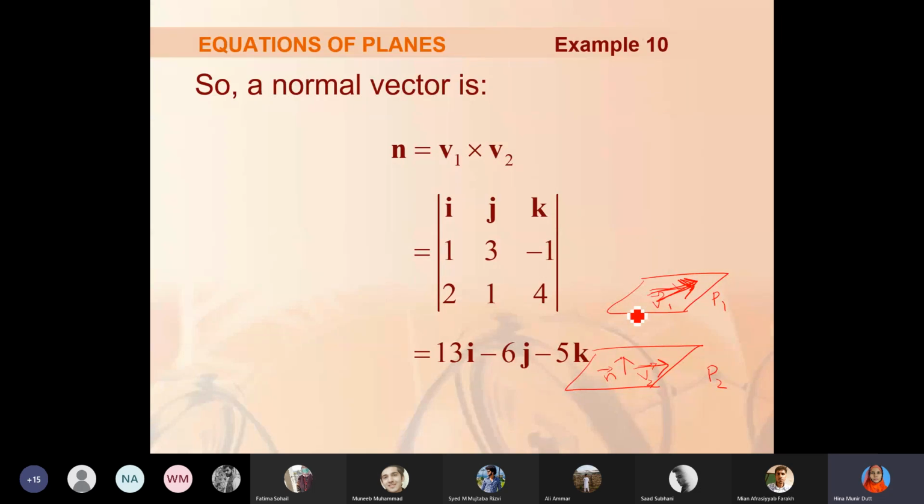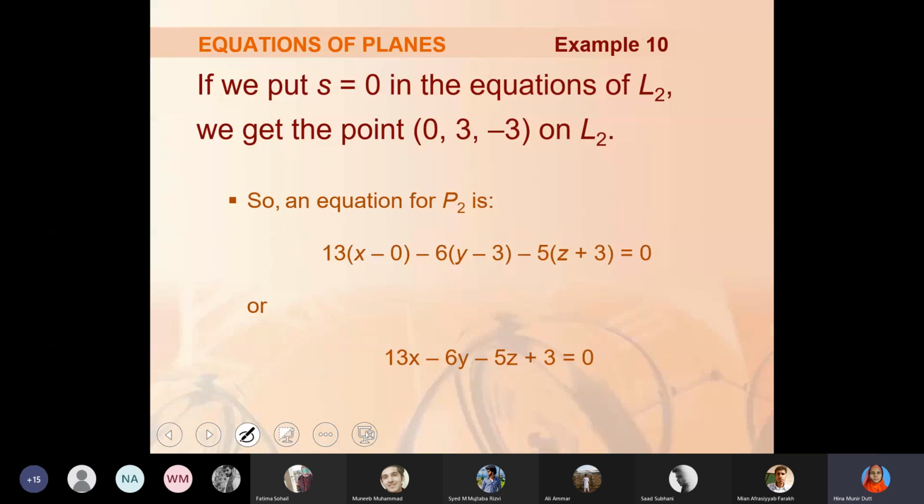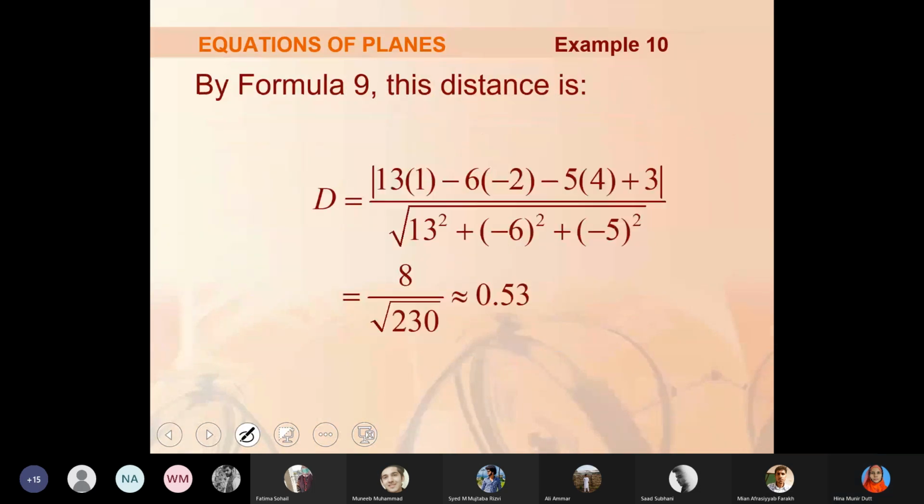Because the line L1 is lying on the plane P1 and the line L2 is lying on the plane P2. Okay, and then this is my point on the plane, the other plane, and find the equation of the plane, and use the distance formula. Distance formula is the distance between the point and the plane. Okay, any problem in the solution?